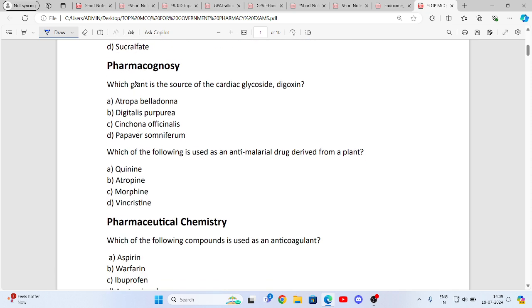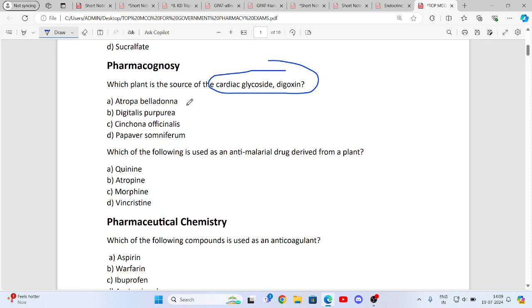Moving on, we have pharmacognosy. So from pharmacognosy, the first question is the cardiac glycoside digoxin is obtained from. So digoxin can be determined by Keller-Killiani test, digitoxose sugar. It belongs to the family Scrophulariaceae.